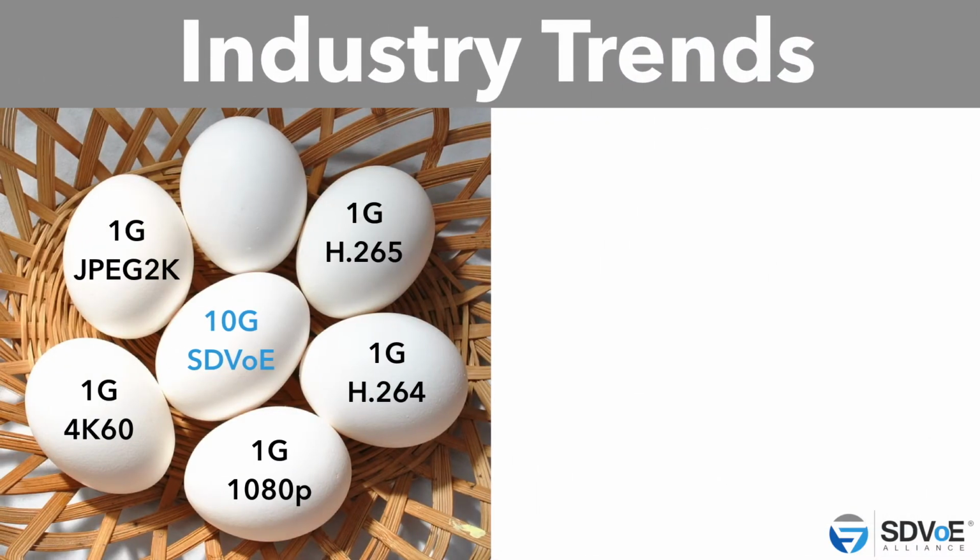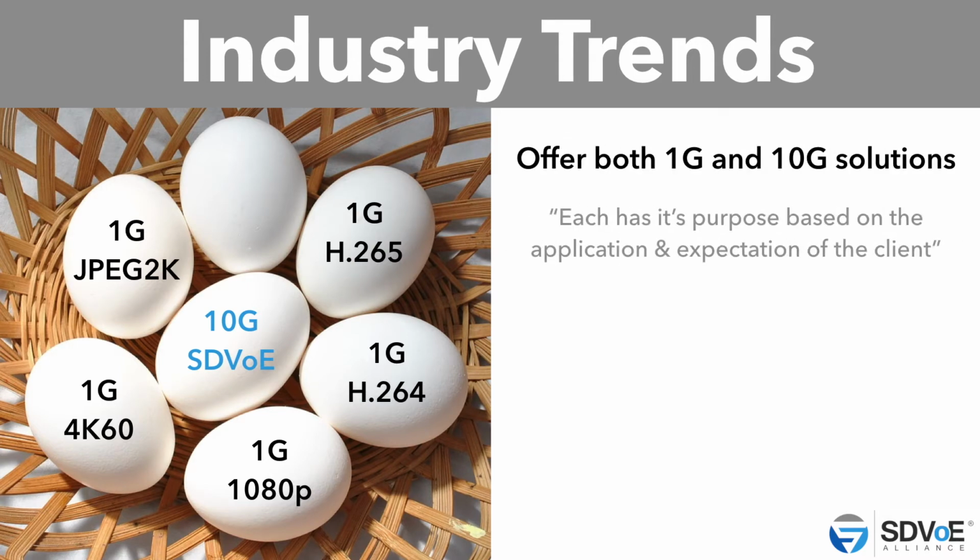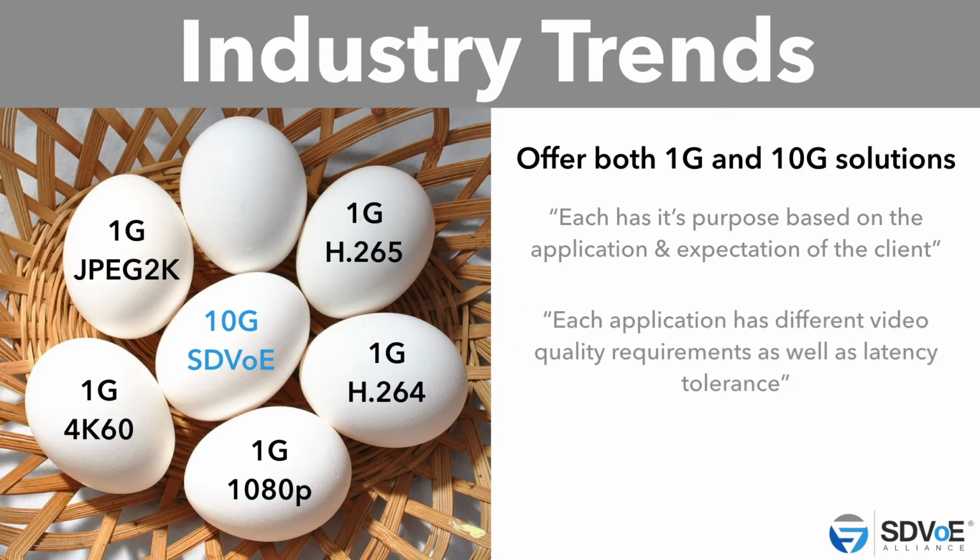And the reason behind offering both 1G and 10G solutions is that each solution has its unique purpose based on the application and the expectation of the client. Some projects, money is not a problem. They're just looking for the best of the best solution. Then 10G might be a good choice for that application. But in some other applications, you don't really care too much about 4K video. 1080p is okay, and the budget is the main concern of the project. Then 1G might be the better choice for that kind of application. So as I said, each application has different video quality requirements, as well as latency tolerance.